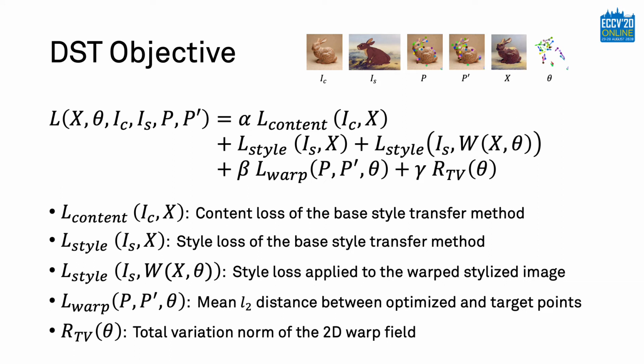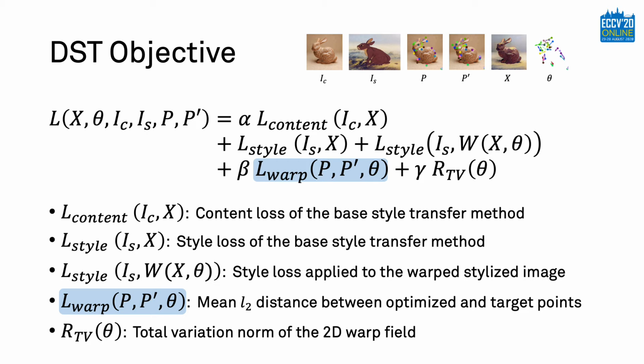Now I'll go over the loss terms one by one. First, L content is the content loss as defined by the base method. Usually, it's some measure of difference between features of the content image and features of the output image. L style is the style loss, also as defined by the base method. Here, in addition to the usual style loss, we also calculate the same loss between the style image and the warped output image. This helps in finding a good stylization both with and without deformation. Then we have our deformation loss L warp, that is the mean L2 distance between the optimized destination points and the target points.